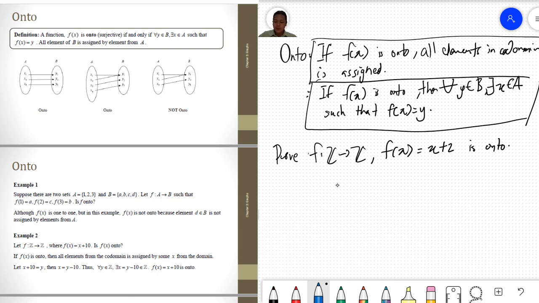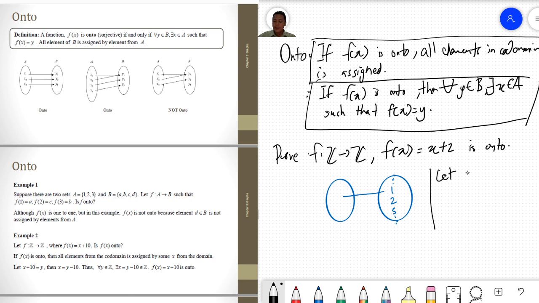Again, you can start with the visualization, and this time it must involve every possible integer: 1, 2, 3 and so on. 1 will be assigned to what? If it is actually onto, then for 1 there must exist some element in the domain such that f(x) equals 1. In order to find it, you let x plus 2 equals 1, then x will be negative 1. So negative 1 will be assigned to 1.